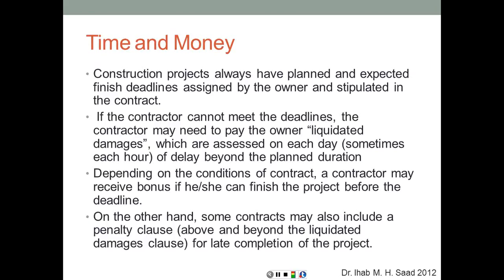Depending on the conditions of contract, the contractor may receive a bonus if he or she can finish the project before the deadline. So this would be called voluntary acceleration. The contractor wants to finish earlier than the set date so that they can move to another project and maybe get a bonus from the client. On the other hand, some contracts may also include a penalty clause above and beyond the liquidated damages clause for late completion of the project.